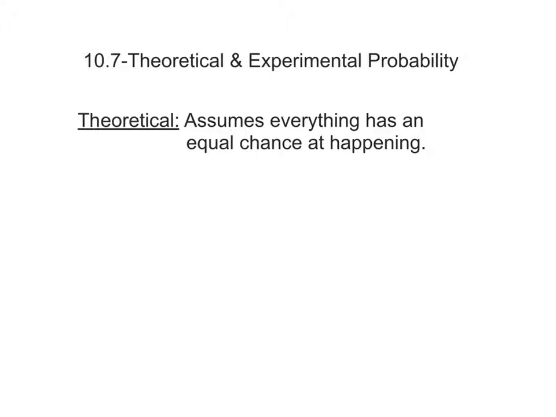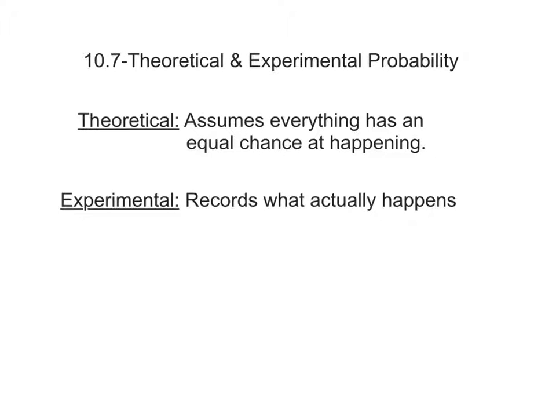All right, here we're going to look at the difference between theoretical and experimental probability and get more practice in calculating those things. Now, first of all, what's the difference between theoretical and experimental? Well, the theoretical probability is the type that we've been finding, and that assumes that everything has an equal chance of happening.